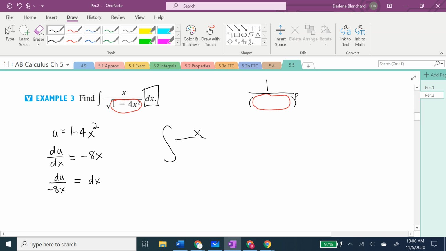I have x in my numerator. In my denominator, I chose what I circled to be u, so I'm going to put that in. And then my dx is substituted with du divided by negative 8x. And magically, the x's cancel themselves out. Isn't it great when your x just goes away?